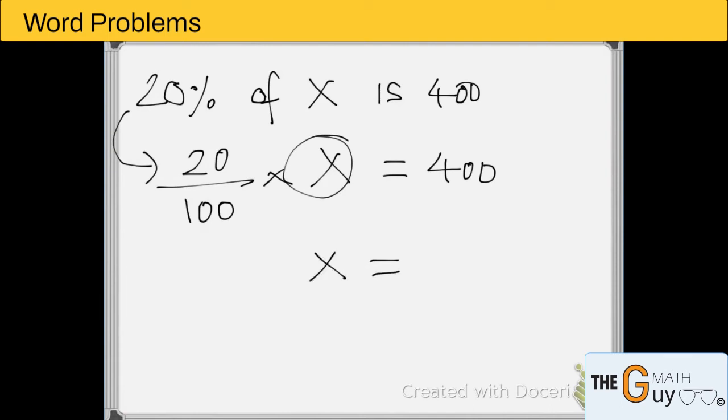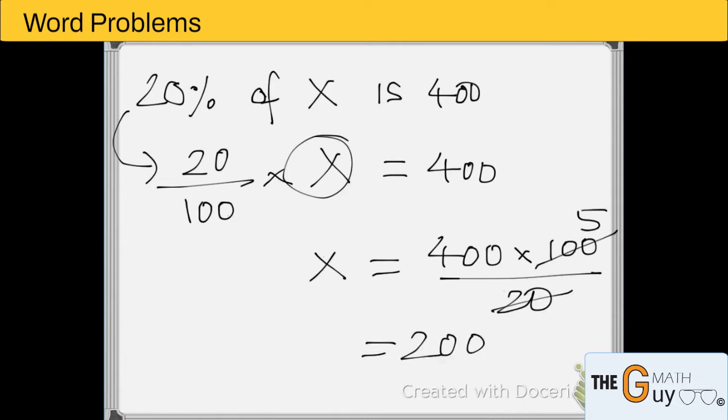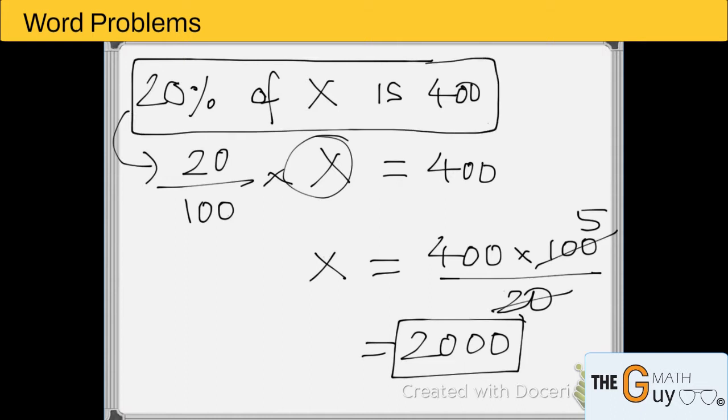So what will it become? You multiply both sides by 100 and divide both sides by 20. So you get 400 times 100 divided by 20. This is 5, so you get 2000. So 20% of 2000 is 400. This is how you use the first building block of percentage. You don't have to remember any fancy formulae. Just remember that all percentage statements are in this format, A% of B is C, and then you can rearrange the equation to calculate whatever you need.